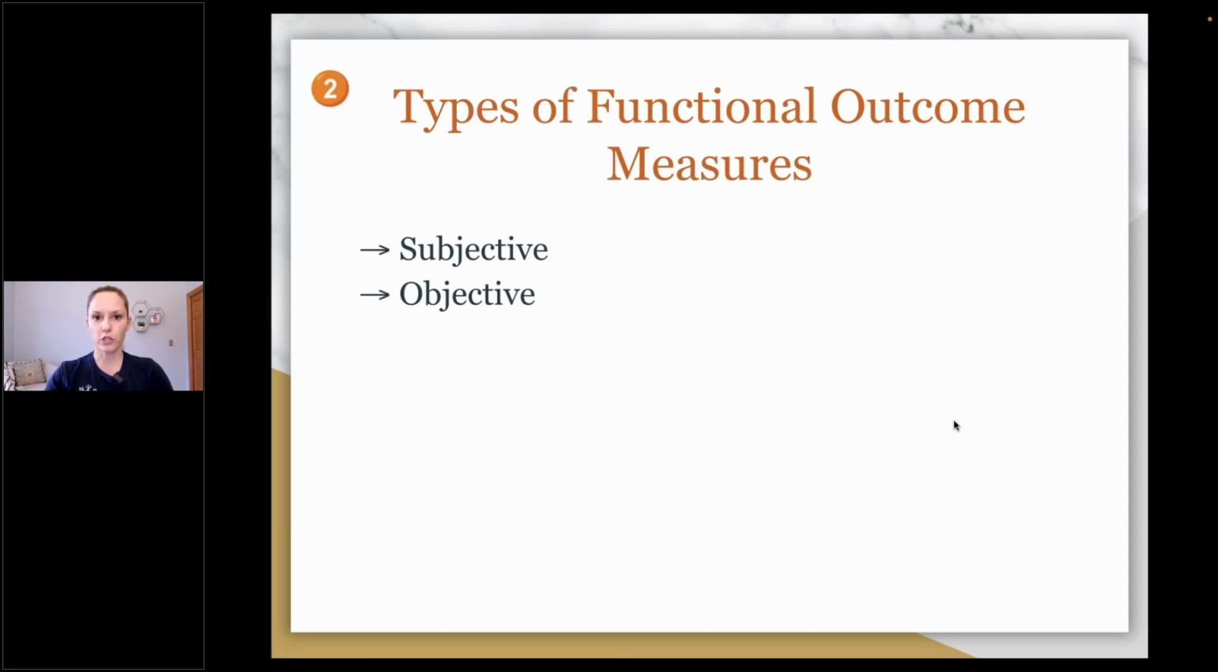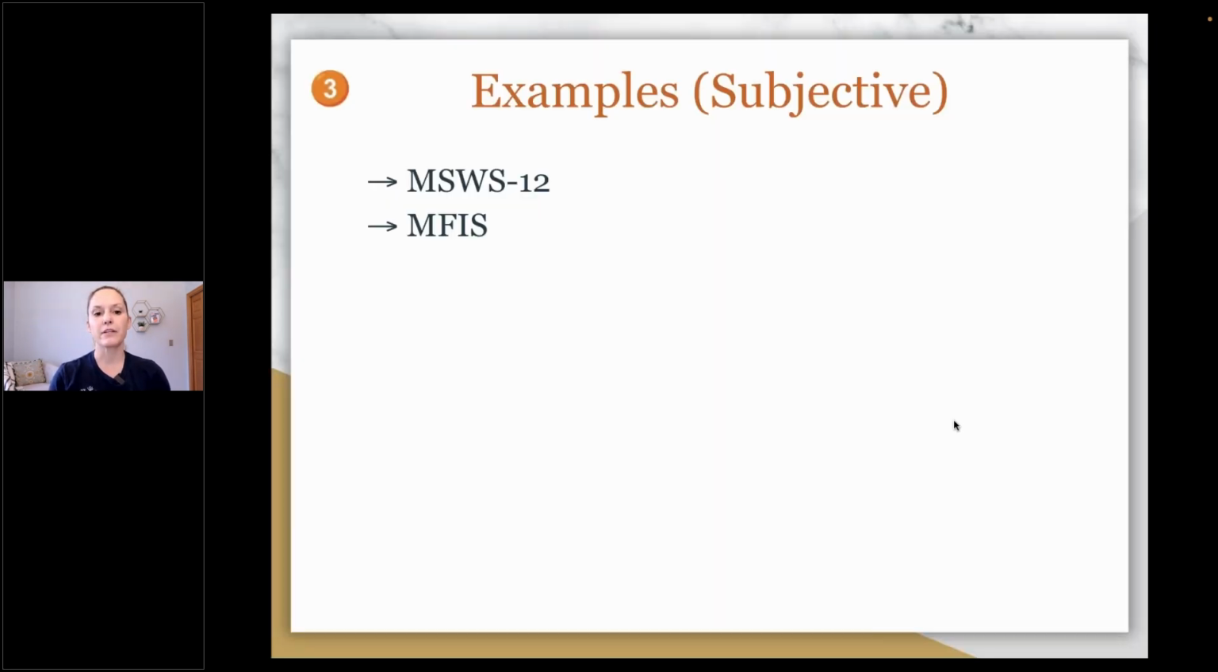So when it comes to functional outcome measures, there's two types. One is subjective and the other is objective. So the way that these are worded, if you hear this in conversation with your healthcare providers, is subjective functional outcome measures or objective functional outcome measures. Subjective functional outcome measures are written. So they're still quantifiable, but they're written. And so they often look like questionnaires.